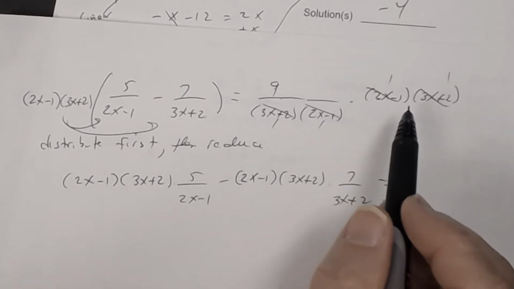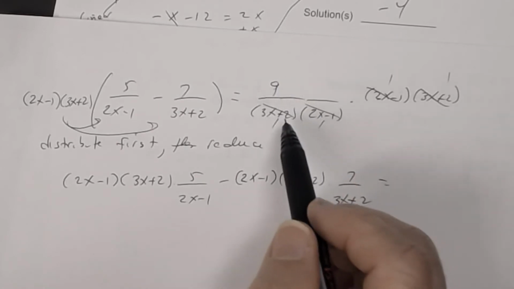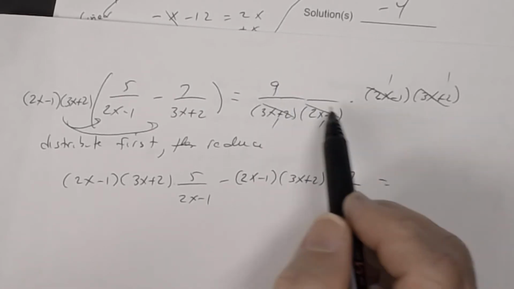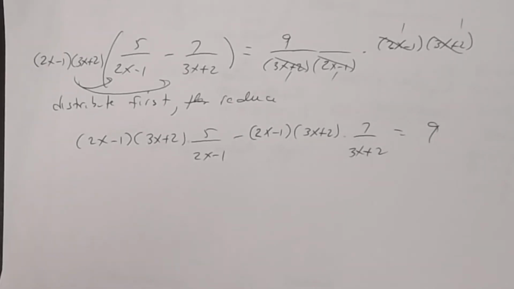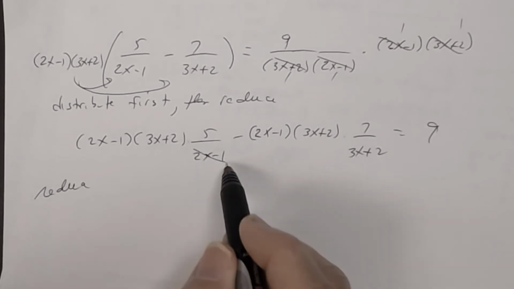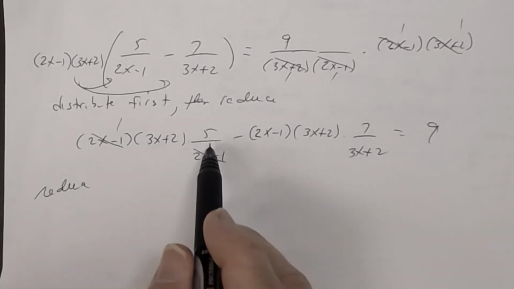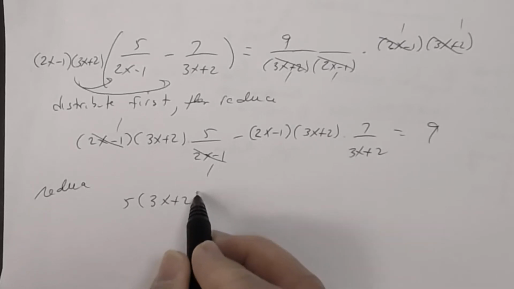Remember the whole point of multiplying by the LCD is to get these to be 1's. So I get 9, and then 1 times 1's 1. So what's 9 over 1? Well, that's just 9. Okay, now let's reduce here. I get 2x minus 1's divide out. And I get 5 times this. I'm going to go ahead and write it. 5 times 3x plus 2, right?